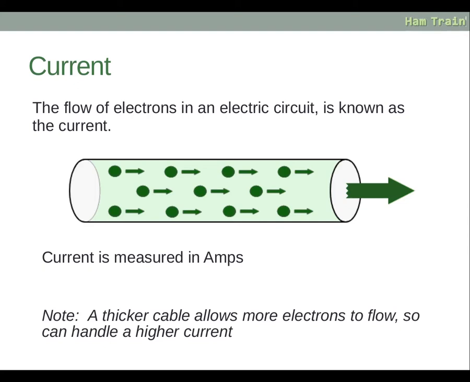Electrons are a charged particle that flows through substances, and if you picture it as balls flowing through a tube, that's probably the best way to think of it. But in essence it's like water flowing through a tube. It's a flow of electrons.